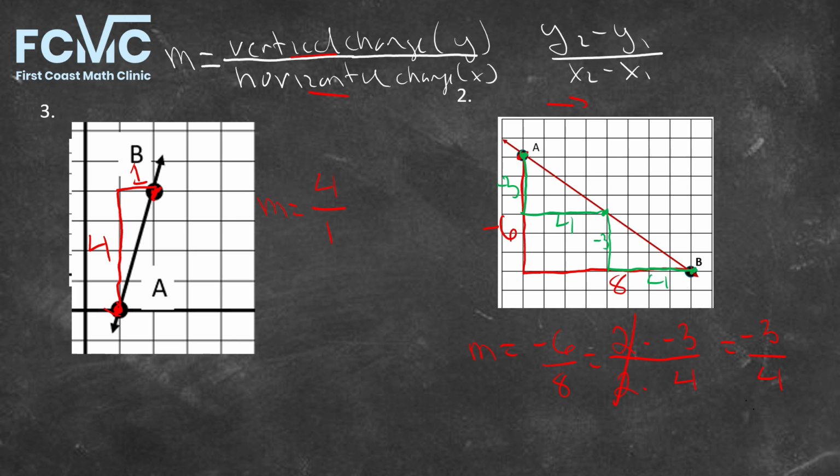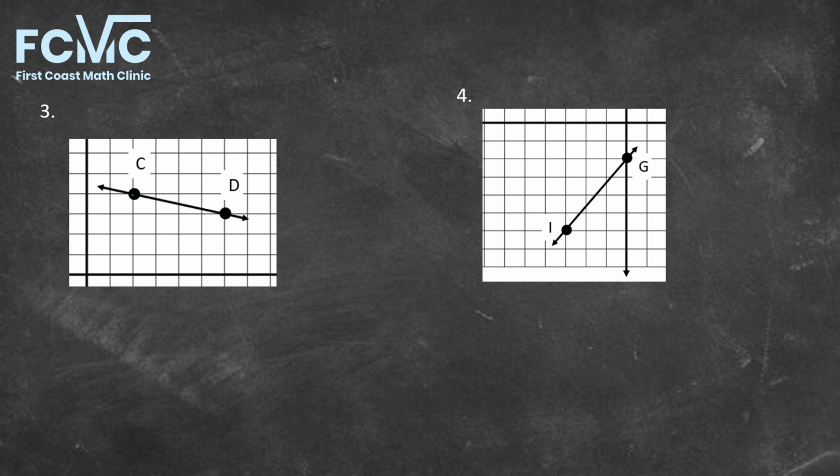All right, let's do a couple more examples. The slope of CD. So to go from C to D, we're going down 1 over 1, 2, 3, 4. So my slope here is going to be negative 1 over 4. Again, I like to go from left to right. Read my graph from left to right. So we can go up or down, but we're always going to the right. And then number 4, we're going to go from I to G. So we're going to go up 1, 2, 3, 4, and then over 1, 2, 3. So our slope here is 4 over 3.